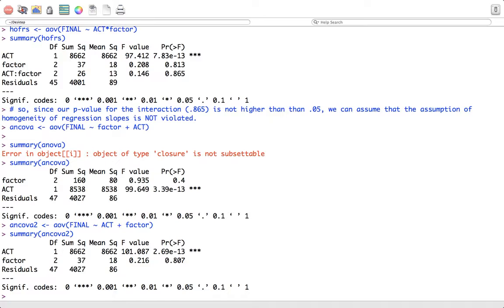And again, we got into that earlier, I think, in terms of the way that R is calculating the sum of squares. There's a sum of squares type 1, sum of squares type 2, and sum of squares type 3. Think of sum of squares type 1 as, in this case right up here, the factor has been entered into the model, and then the sum of squares for ACT is calculated on the results of adding it to the factor. So it's not independent, it's dependent on factor. And the same argument goes down here. ACT is thrown in the model, and the factor sum of squares is calculated on the fact that ACT is already in the model.